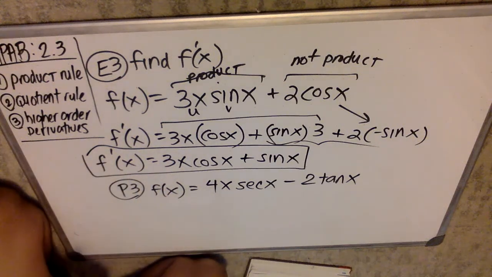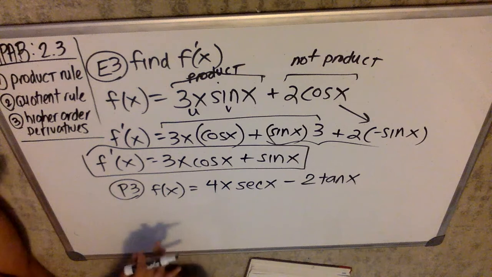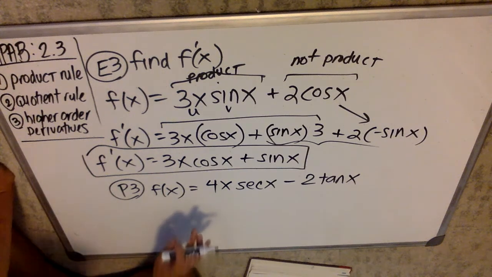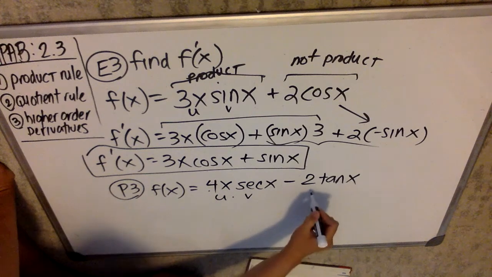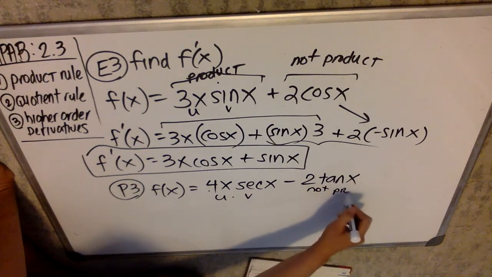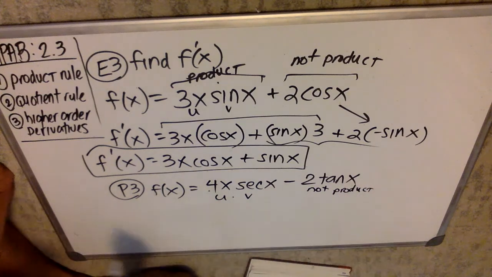Now, if you want to pause me, you can pause me before I do P3 and try it on your own. And if you don't want to pause me, you can also just do it with me. So again, same situation here. This is a product. So I've got a u times a v, and this guy's not a product. I'm just going to have to differentiate him separately after I've done my product rule.